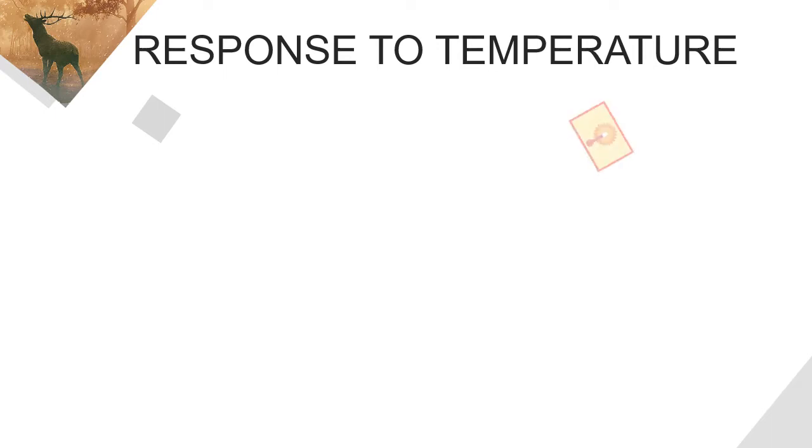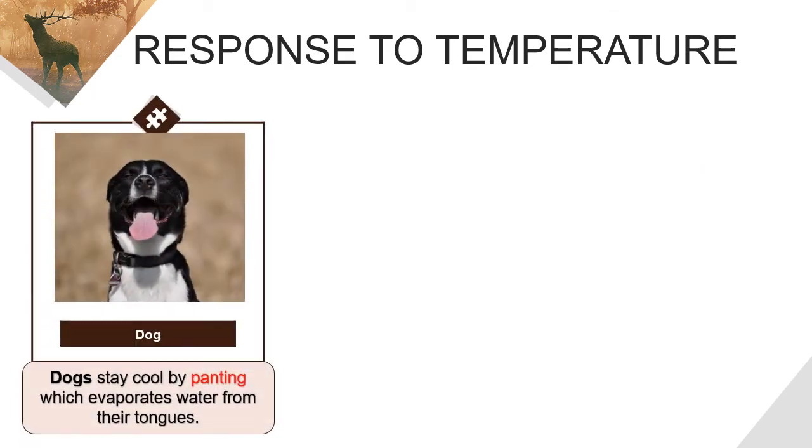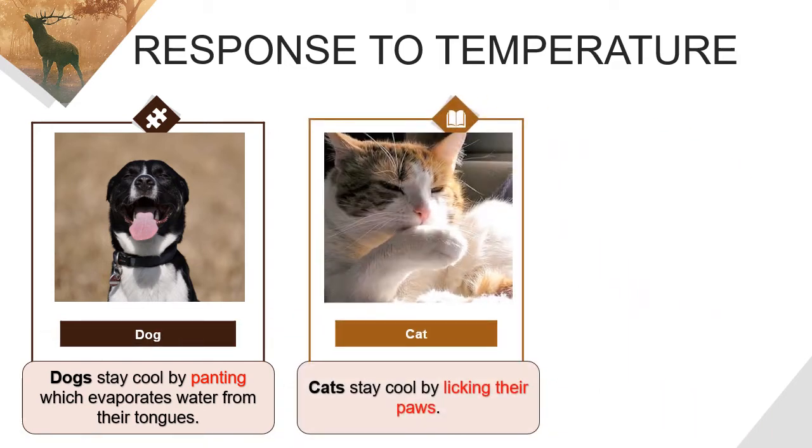First picture, we have here a dog. Look at the dog. Dogs stay cool by panting, which evaporates water from their tongues. Cats stay cool by licking their paws. So when you see a cat licking its paw, it means they're feeling hot.